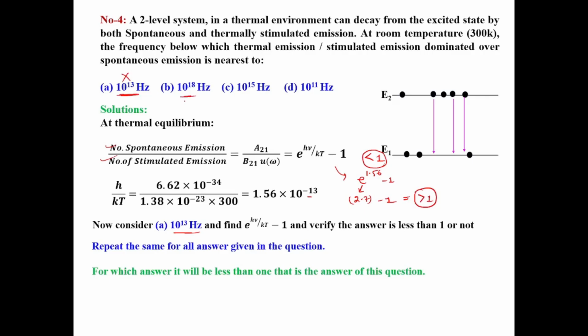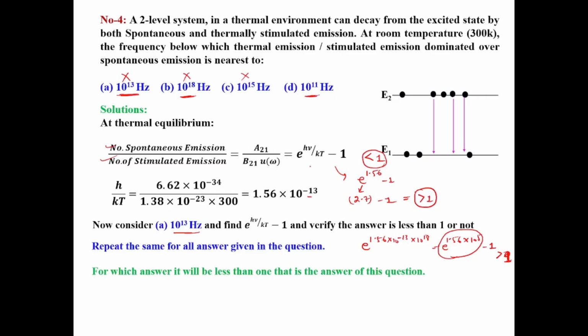Then we are going to consider 10 to the 18. If I consider 10 to the 18 here, with the e to the power h by kT value already known, this will be e to the power 1.56 times 10 to the power minus 13 times 10 to the power 18. So it will be e to the power 1.56 times 10 to the power 5, minus 1. This value is so large that, minus 1, obviously it will be greater than 1. So this frequency is also not acceptable. Likewise 10 to the 15 is also not acceptable.